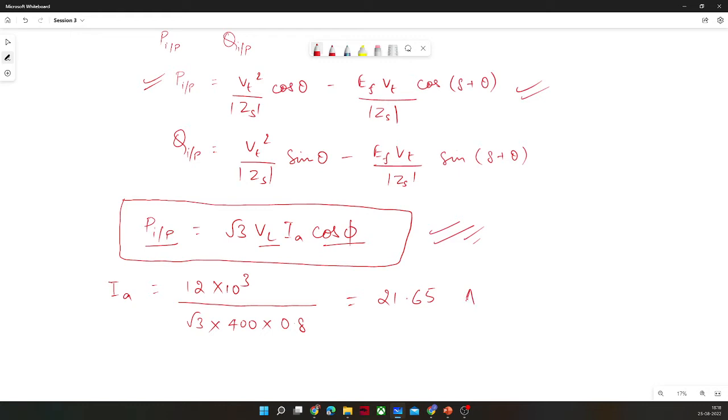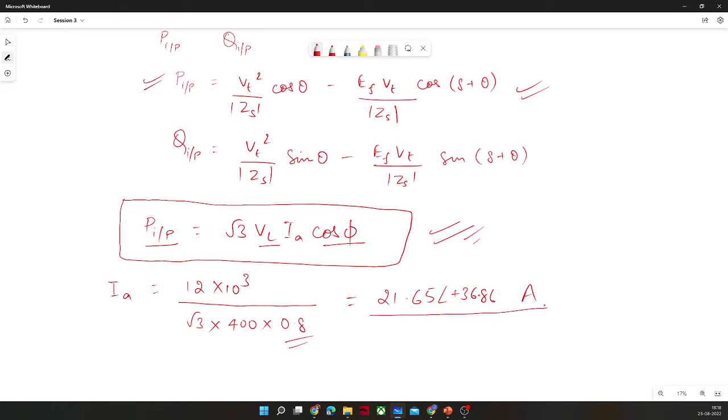ampere. But I would bring the angle in also, because we are doing all these calculations in AC. So in AC, magnitude is always important, but we have to carry the angles also. Since it was 0.8 leading, I can write it as plus 36.86. Cos 36.86 is 0.8, so I would write it like that.